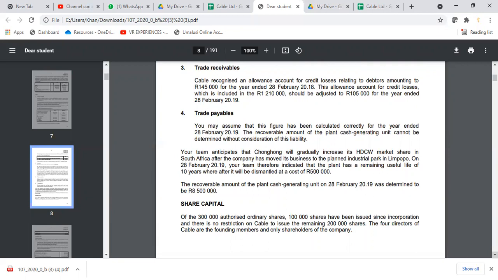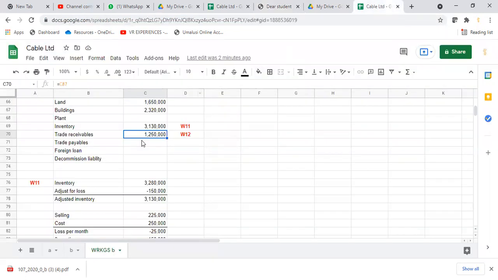Okay, so take note that that number is correct. Then they say the recoverable amount of the plant's cash generating unit cannot be determined without consideration of this liability. Okay, so that means it needs to be included in the CGU. So trade payables needs to be included in the CGU. So you can take note that when you calculate the carrying amount of your CGU, the carrying amount of the CGU and the recoverable amount of the CGU need to be apples with apples.